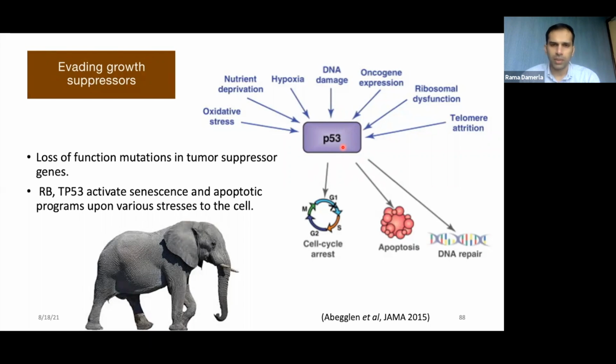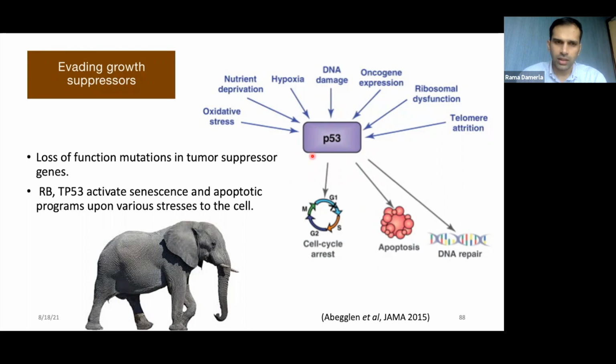So it promotes cell cycle arrest and apoptosis, and tries to increase DNA repair so that these DNAs that are exposed to all these stresses can be repaired, and then it can be normal again.